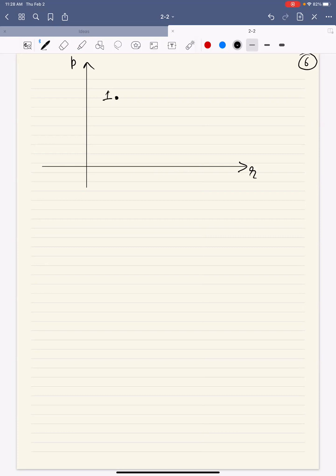It has a certain position. It has a certain momentum, right? It's going to go somewhere. Let's say it goes here. And let's say then it goes, so it went to point 2. Then it went to point 3. Then it went to point 4. And it keeps doing this and this.